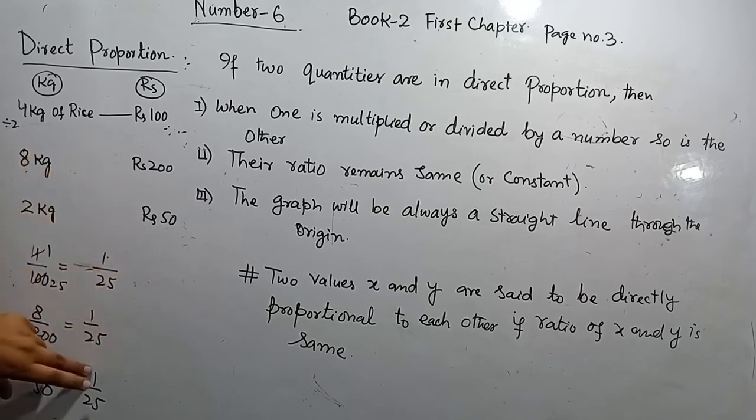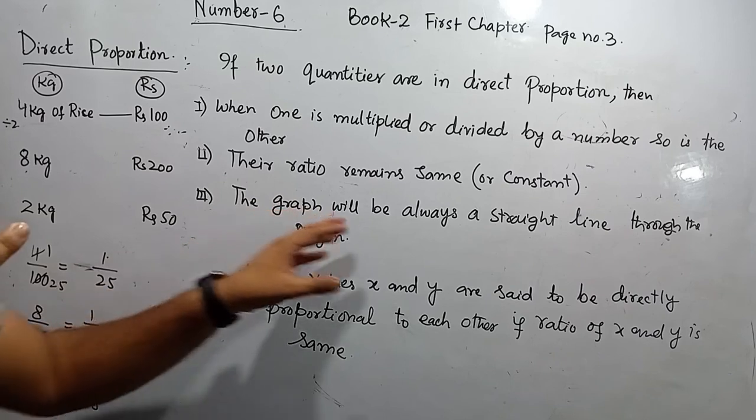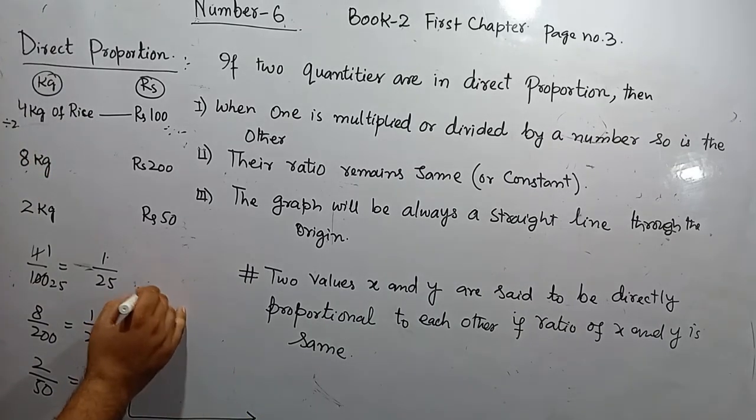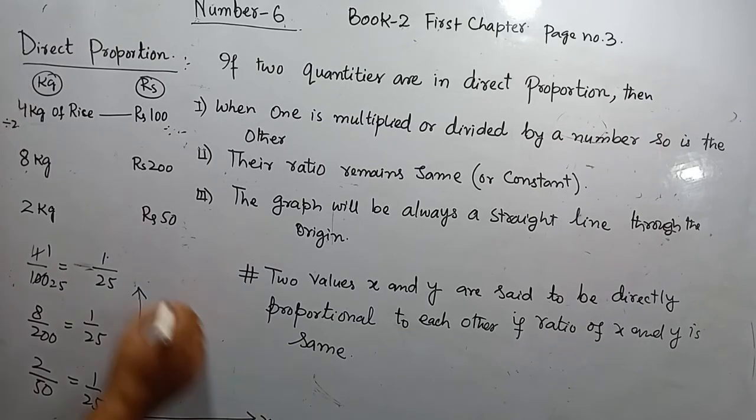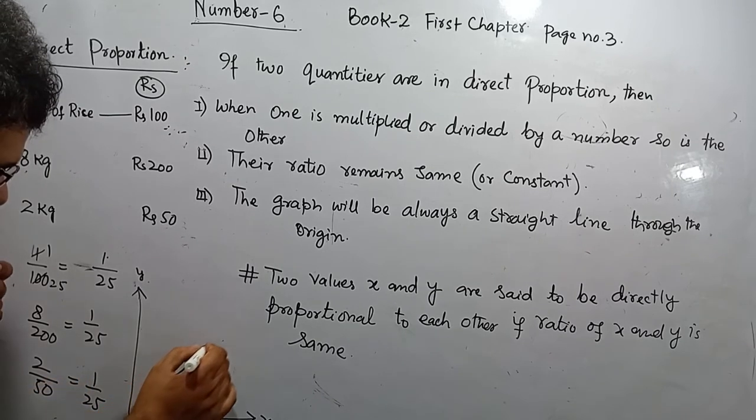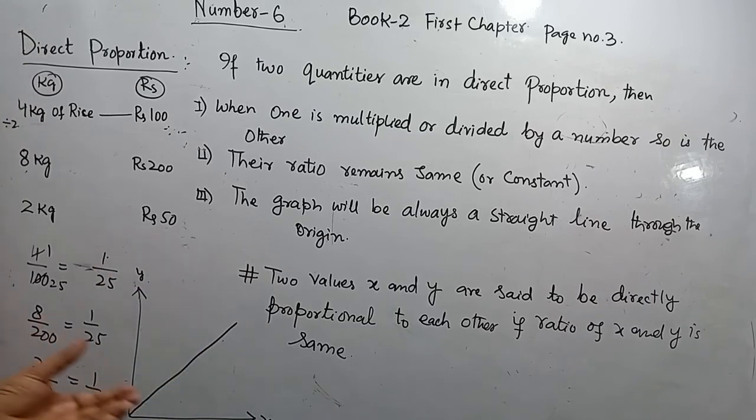Here the ratio is also 1 by 25. So the ratio is also same when two quantities are in direct proportion. The third one is the graph will be always a straight line through the origin. If we want to plot the graph between two quantities, for example, let one be x quantity, another be y quantity. Here this is the origin, as you know. Here the starting point or the point of intersection of two axes, that is the origin. So the graph of these two quantities will be a straight line passing through the origin.